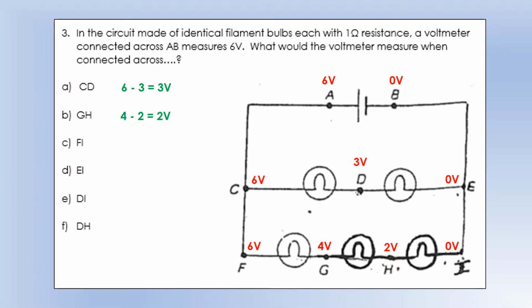G and H is clearly 2 volts. F and I is clearly 6 volts there all the way across. E and I, there's no potential change. D and I, we can see there's a difference of 3. And then D and H, we can clearly see there's a difference of 1 volt there.